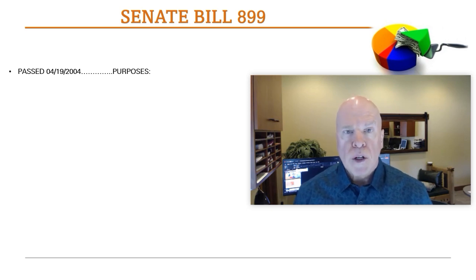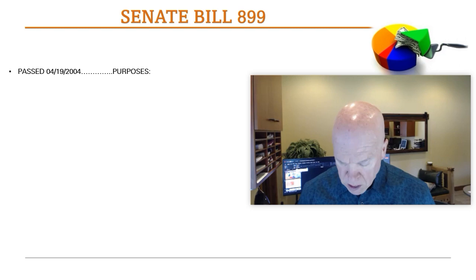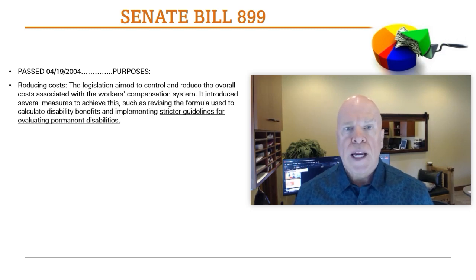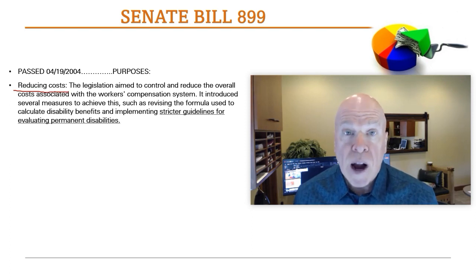That was what was passed through Senate Bill 899, and that became effective April 19, 2004. I don't know if you were around then. I was around then, and I remember that this was a big deal. And the purpose of Senate Bill 899 and the whole workers' compensation reform was to address what was referred to at the time as skyrocketing costs. It was felt that at the time, costs in workers' compensation were skyrocketing.